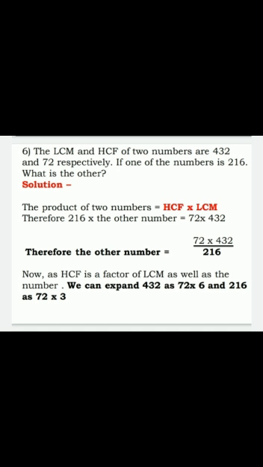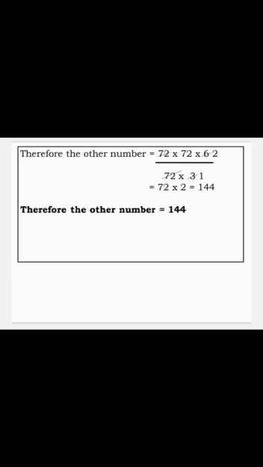Therefore, the other number is 72 into 432, and when this 216 comes to your right hand side, it gets converted into division. So 72 into 432 upon 216. Now as HCF is the factor of LCM as well as the number, we can expand 432 as 72 into 6 and 216 as 72 into 3. So you are going to write 72 into 6 upon 72 into 3. So after cancellation, your left numbers are 72 into 2, which is equal to 144. Therefore, the other number is 144.